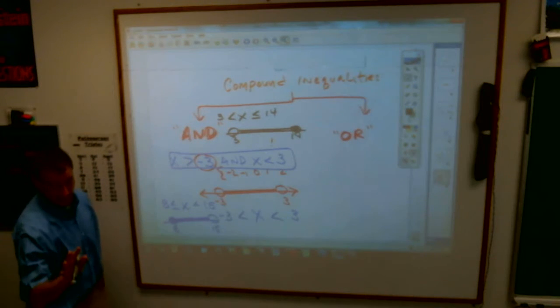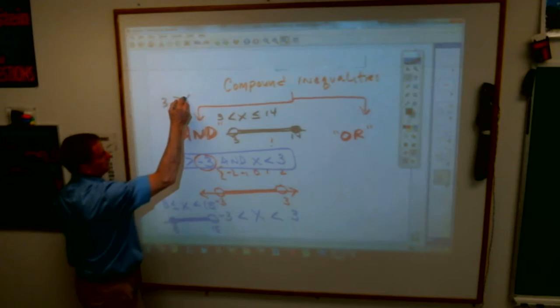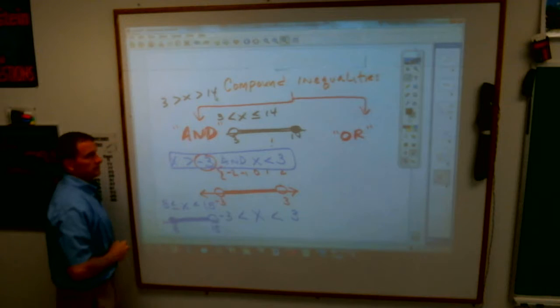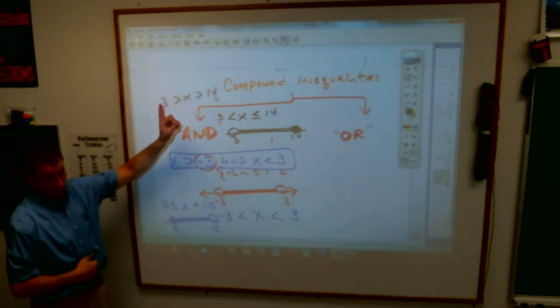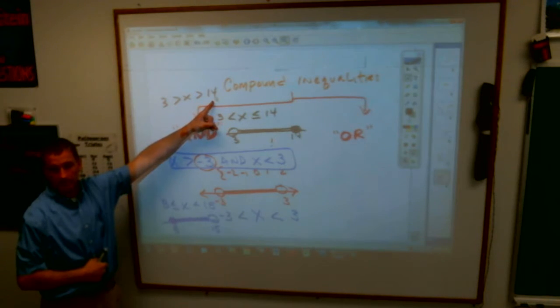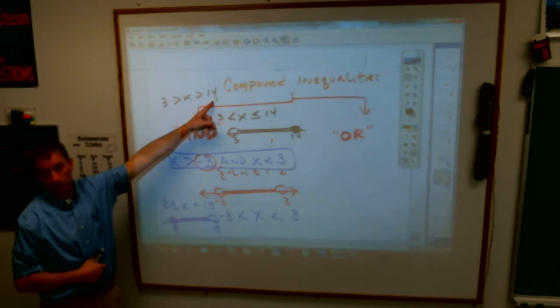Now, let's say I switch the signs because I said I would. If I had it looking like this, you would have to tell me a number. Listen to this: x has to be a number that is less than 3 but greater than 14. Tell me a number that's smaller than 3 but bigger than 14. What number is smaller than 3 but bigger than 14?